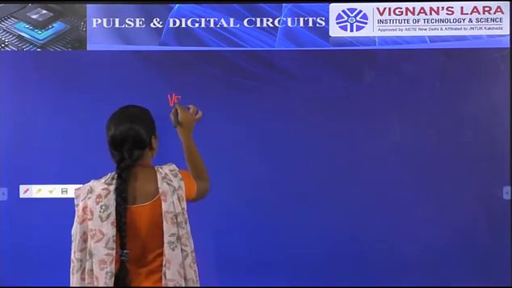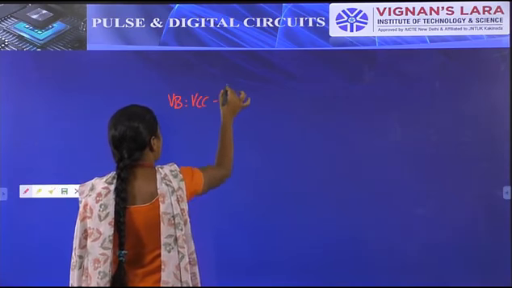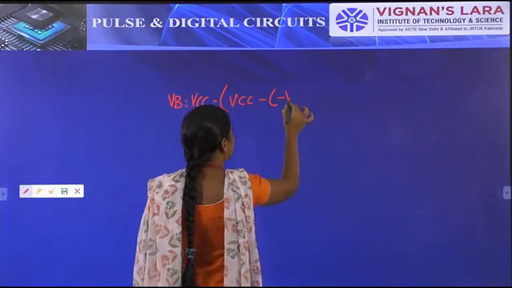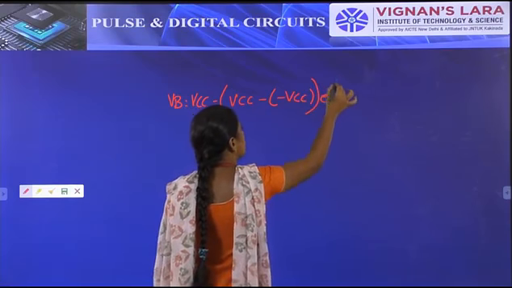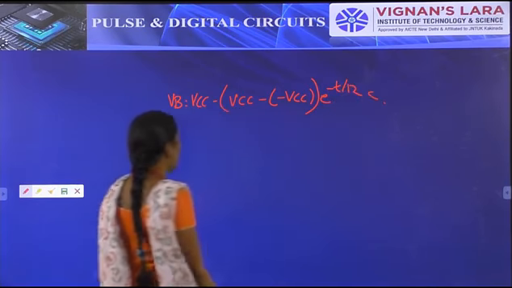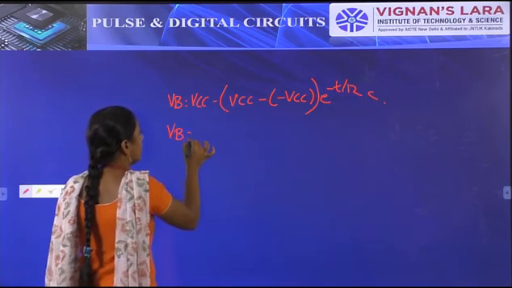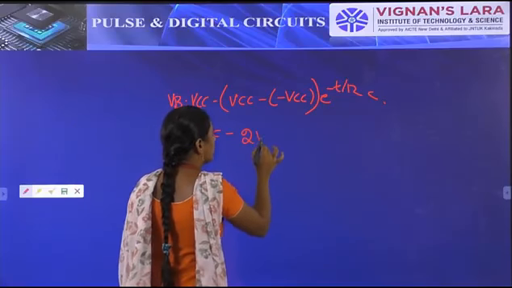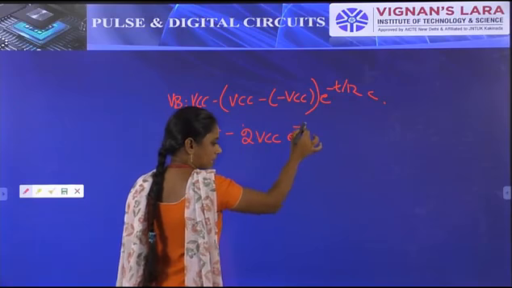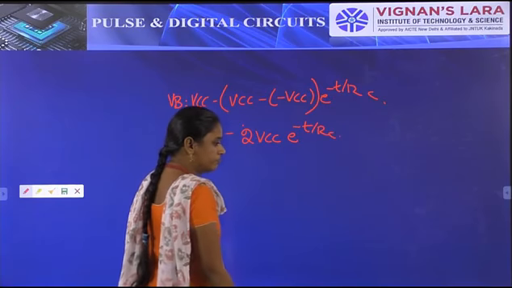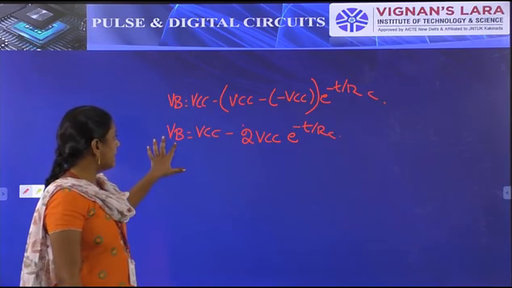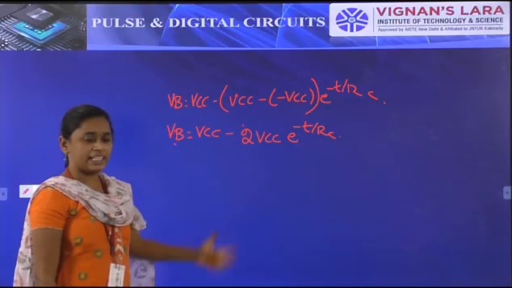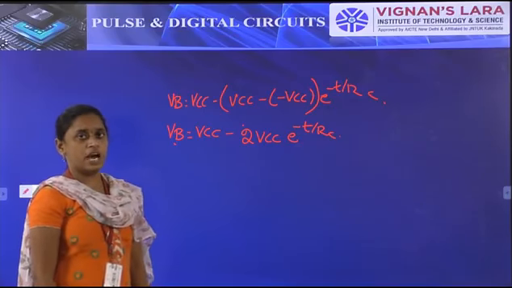That is VB is equal to V final minus (V final minus V initial) e power minus t by RC, that is VCC minus (VCC minus (minus VCC)) e power minus t by RC. Simply, VB is equal to VCC minus 2 VCC e power minus t by RC. As we know, at t is equal to capital T, the VB value is equal to V gamma. We have to take it as 0, because in that particular condition V gamma is equal to 0.